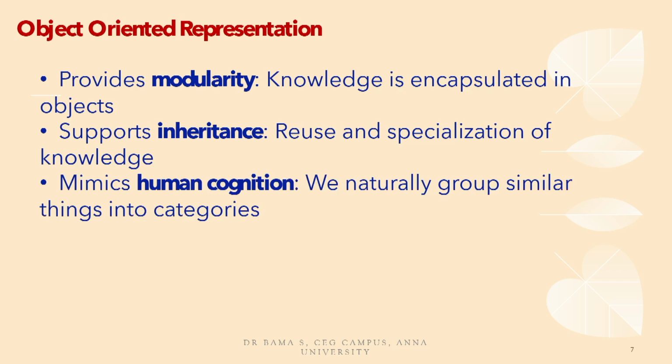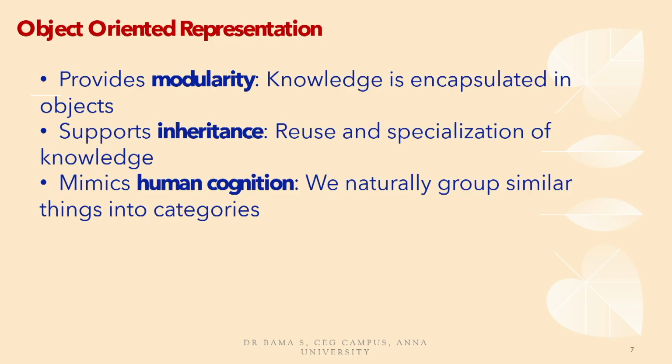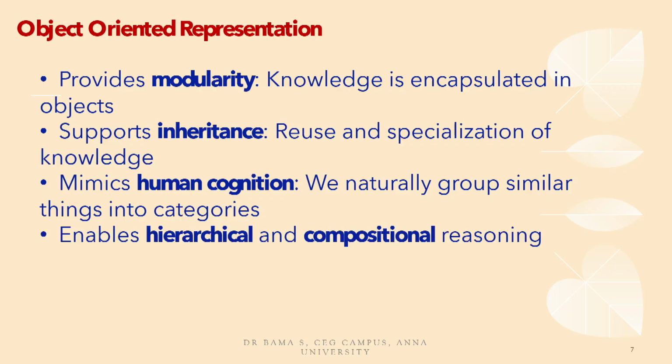Third, it mimics human cognition, like I said. Human beings tend to group similar objects into certain categories, so we do not have to repeat things again and again. It would be unique in nature, and we can apply one common rule to one specific category. That way the object representation will be much easier, and it enables hierarchical and compositional reasoning, a combination of other reasoning. So, we will see an example here.